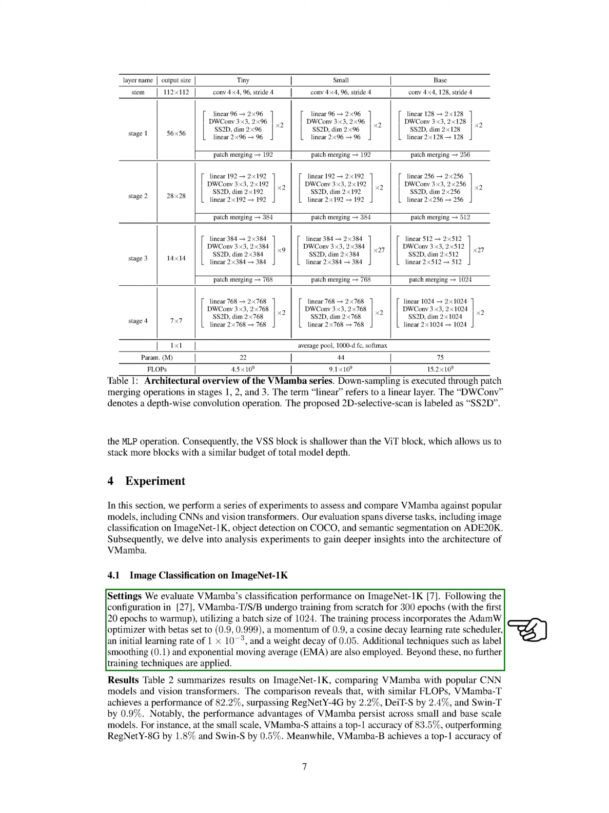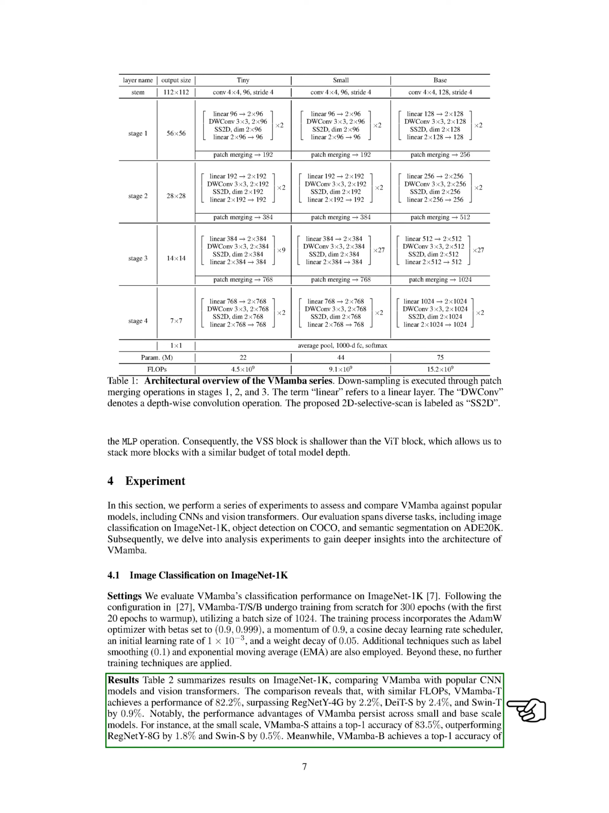For image classification on ImageNet-1K, we trained VMamba from scratch for 300 epochs, with the first 20 epochs for warm-up, using a batch size of 1024. We used the AdamW optimizer with betas set to 0.9 and 0.999, a momentum of 0.9, a cosine decay learning rate scheduler, an initial learning rate of 0.001, and a weight decay of 0.05. We also used label smoothing and exponential moving average techniques.